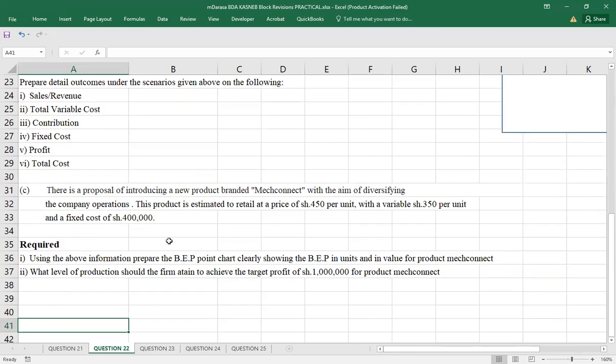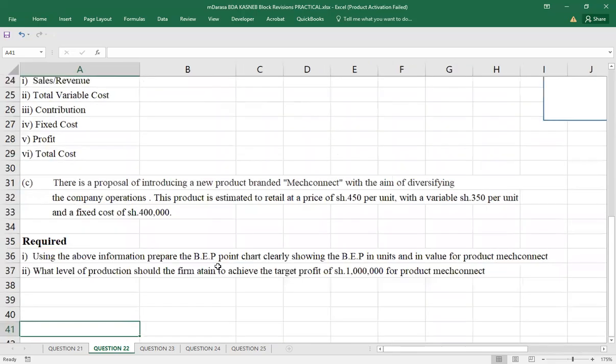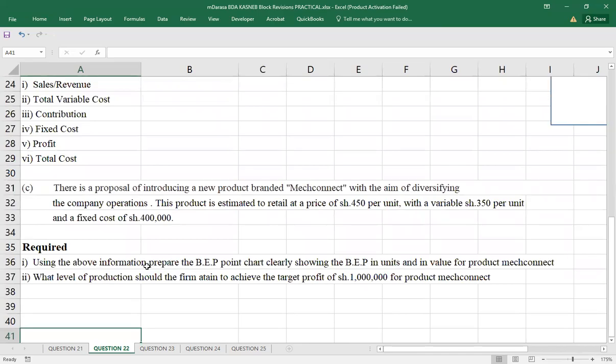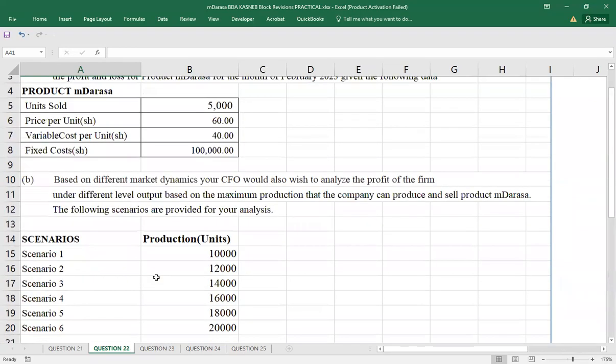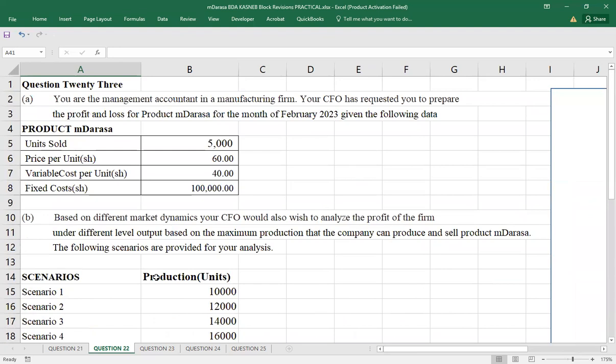Required, using the following information, prepare the break-even point chart clearly showing the BEP in units and in value for product Make Connect. Part 2 of the question, we are also asked what level of production should the firm attain to achieve a target profit of 1 million for product Make Connect. So my good students, when you're given such a question, you should always tend to smile.